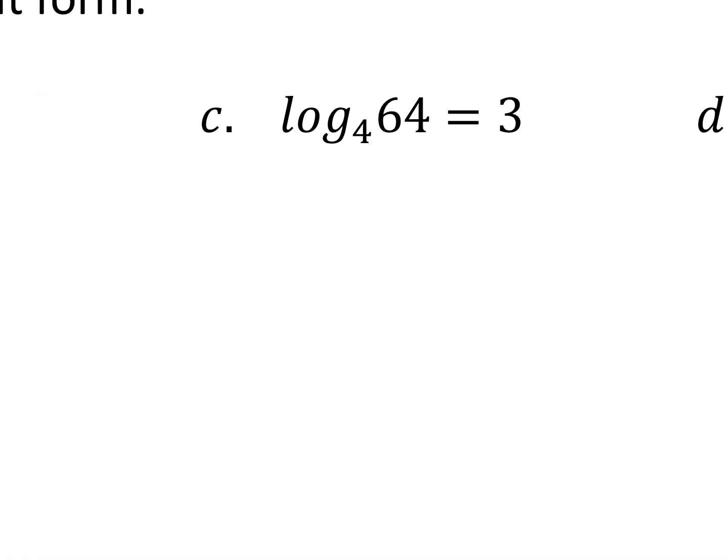For C, let's do a log 1. So we're going to start with the base. So 4. The other two numbers switch positions. If 4 and 64 are attached here, they're not going to be attached in exponential form. So 4 to the power of 3 equals 64.